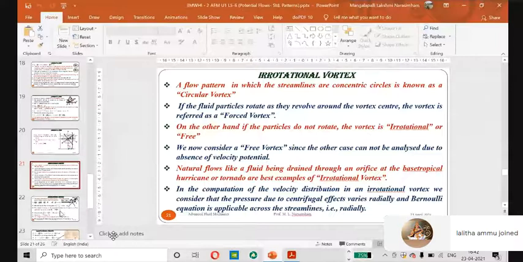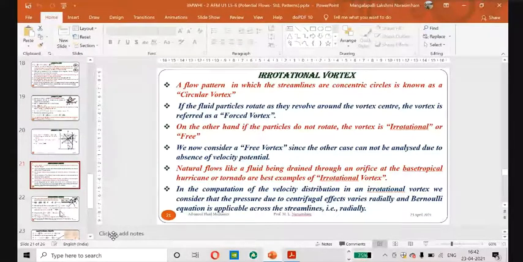And that is what is called a free vortex. Another example for a free vortex is if you have visited any river where water is drawn from the river through an infiltration well. The procedure is that there will be a pipe kept vertically at some level, and water is allowed to flow through that pipe into the well.